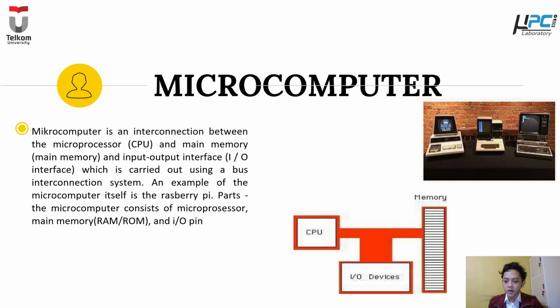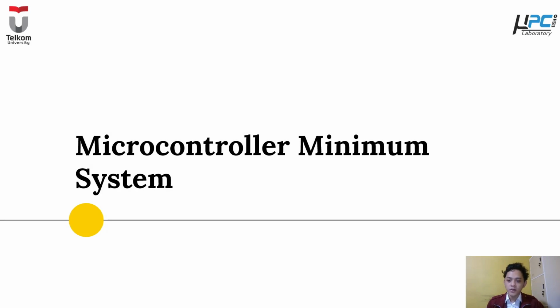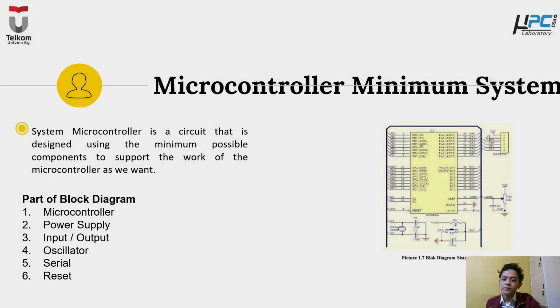The microcomputer consists of microprocessor, main memory, RAM or ROM, and input or output pin. So the next part is microcontroller minimum system. Microcontroller minimum system is a circuit that is designed using the minimum possible component to support the work of the microcontroller as we want. So this is the block diagram. We have microcontroller, the yellow block, power supply, input or output, oscillator, serial, and reset.